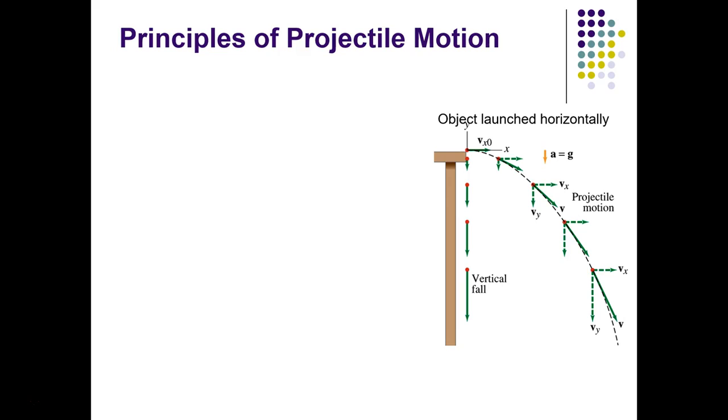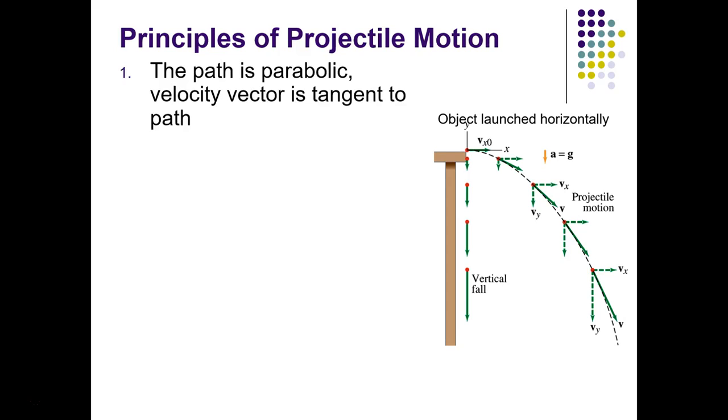But here are the principles of projectile motion. The path that our object follows is a parabola. As we go from start to top, the actual trajectory of our ball or object is going to be a parabola. And the velocity is always going to be tangent to that parabola. In this case, whenever we launch, our velocity is pointing straight out, and then as we go down further and further, our velocity is just a tangent there.